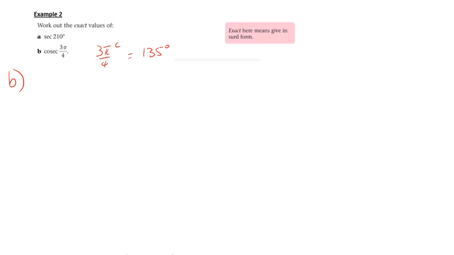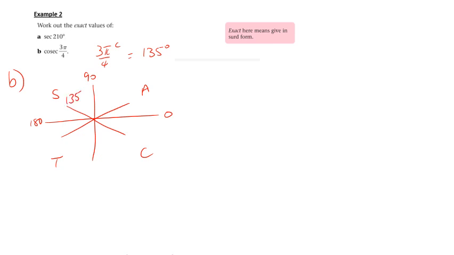So I'm more confident working in degrees with a CAST diagram, which is why I've changed that into degrees. So there's 0, there's 90, there's 180. So 135 must be in the S quadrant. So if I work out that little angle in there, the difference between 135 and 180, it's 45. So this angle must be 45 degrees.